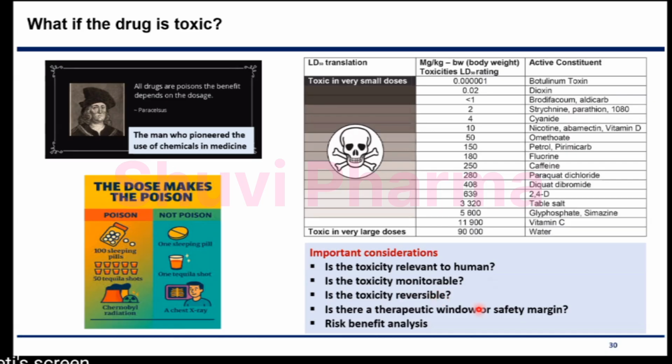Is there a safety margin? Okay, you see toxicity at 100 milligram dose, but you are only giving 2 milligram or 5 milligram for therapeutic effect. So there is a margin. That's very important. So if your efficacious dose is 10 milligram per kilogram, toxicity is at 100 milligram per kilogram, you have a margin of safety. That's called therapeutic window. That's tenfold. And the risk benefit analysis, I will cover this further in the next slide.